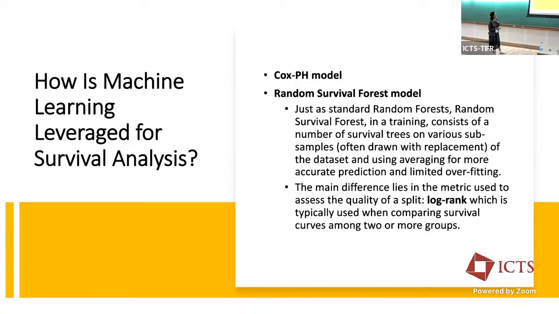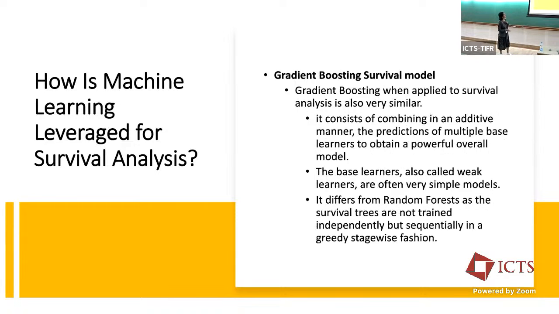The main difference lies in the metric used to assess the quality of a split, compared to the normal random forest that we have. Here, the log rank is typically used when comparing survival curves among two or more groups. Then there's another one, the gradient boosting survival model.